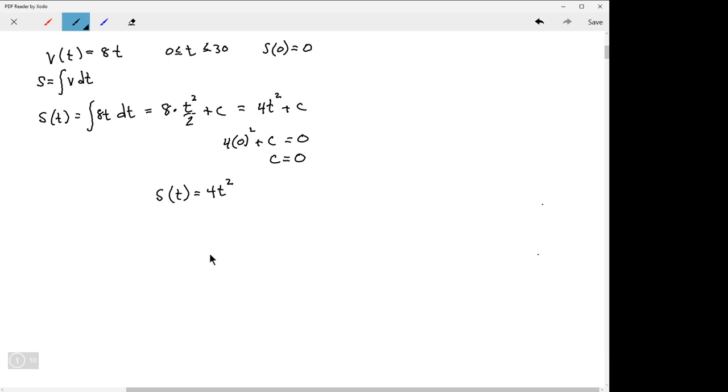So knowing an initial position will allow you to find a specific position function if you know the velocity. And actually it doesn't have to be the initial position. It can be any position, it can be any value along the curve.